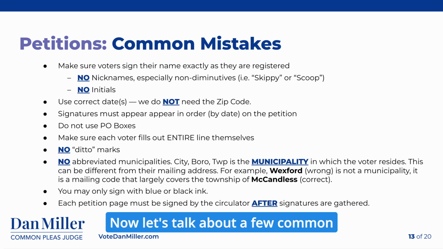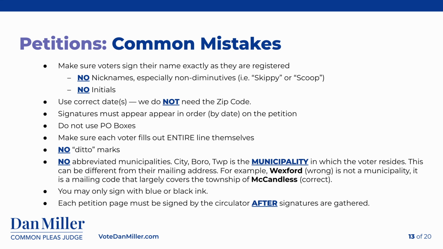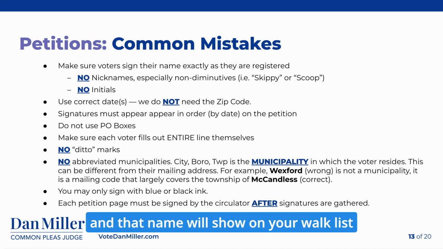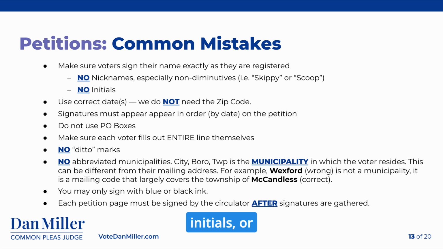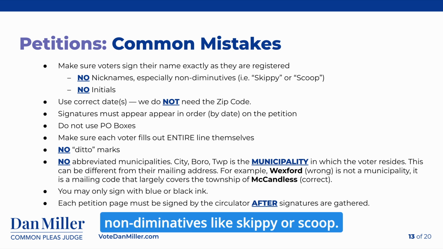Now let's talk about a few common mistakes that circulators and petition signers often make. Sometimes signers will use nicknames or abbreviations of their name. As a circulator, you should make sure that voters sign their name exactly as they are registered, and that name will show on your walk list or your canvassing application. We don't want them to use nicknames, initials, or non-diminutives like Skippy or Scoop.